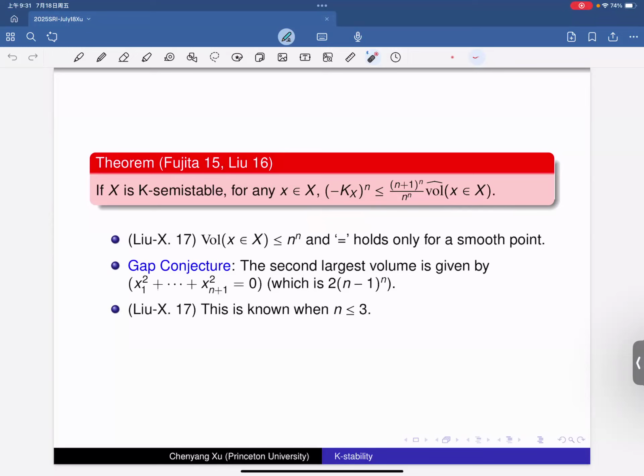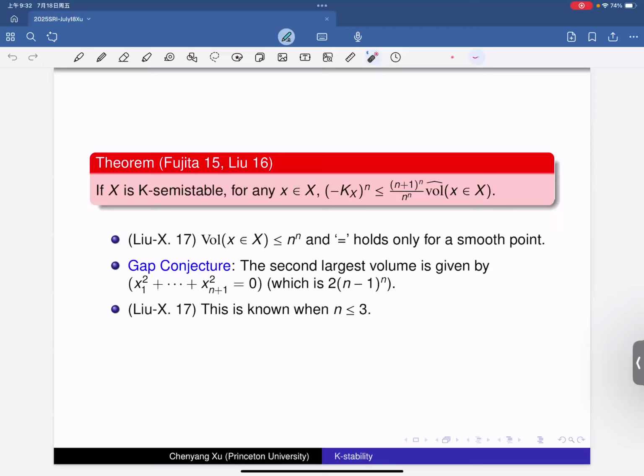And so we're also interested in some precise numbers of the volume. This result is relatively easy to prove: the largest one is the volume of the smooth, which is n^n. And then from what Zichuan and I proved, we know that for the second largest one there will be a gap, but the conjecture is it should be the volume of the most mild singularity, which is just the A1 singularity. If you compute the volume of that guy, it is (2n-1)^n. But unfortunately, this is only known up to dimension 3.